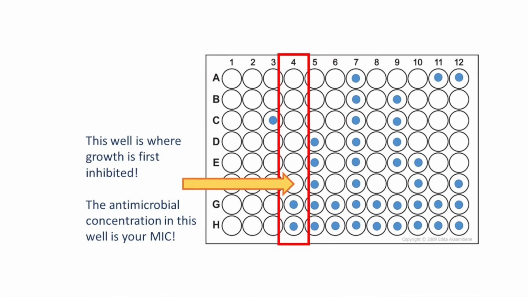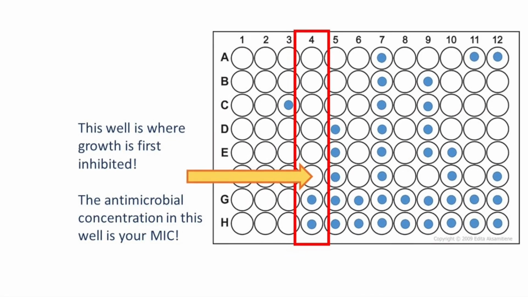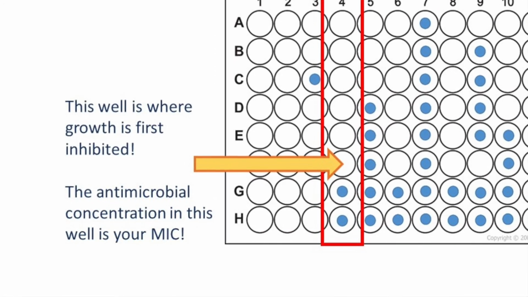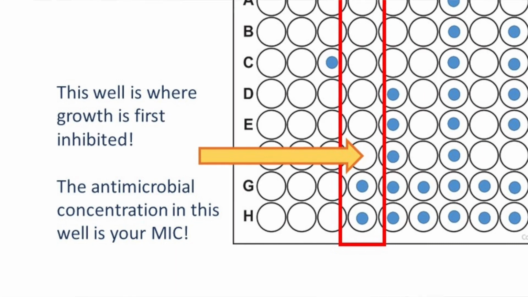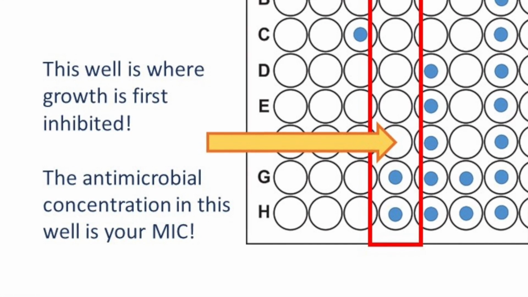Once you have that table ready to go, you can look at your well and evaluate each individual antimicrobial. In a straightforward case, you might see visible growth with an antimicrobial in the first two wells, and then you get to a point where the concentration of antimicrobial is high enough to actually inhibit that growth, and the visible growth will disappear. That first well that you do not have visible growth in is your MIC.